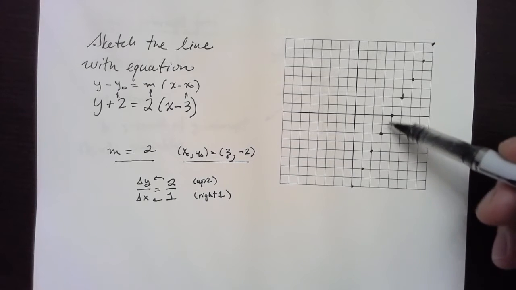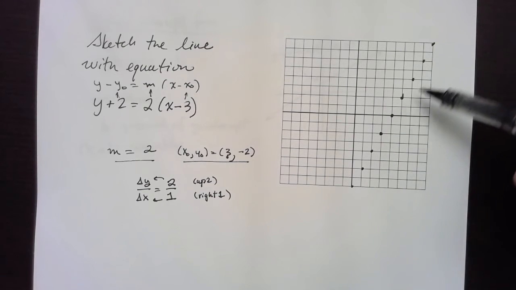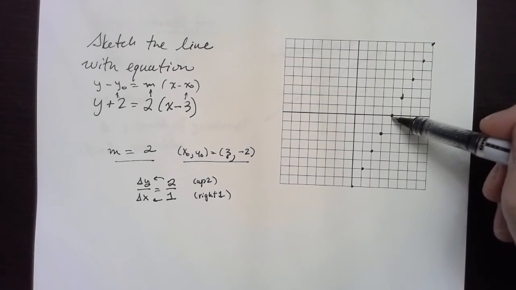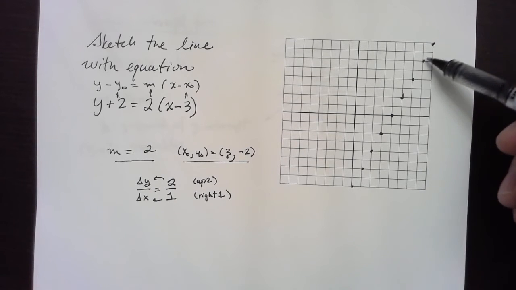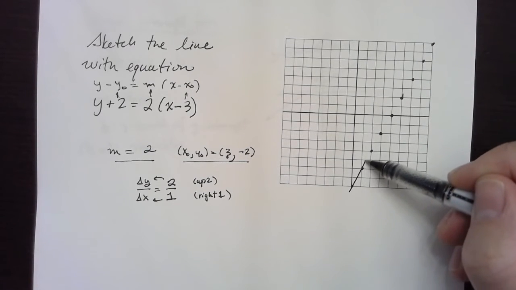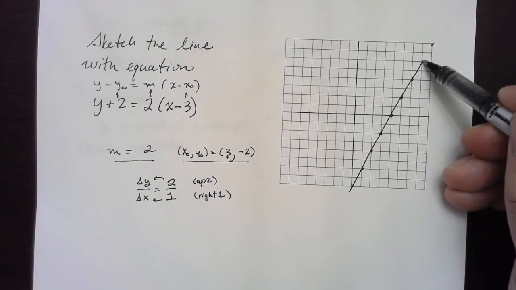And so by doing lots of this, we can create lots and lots of points on the line. We keep going up 2 over 1, up 2 right 1, and all these points are on the line. So the line looks something like that.